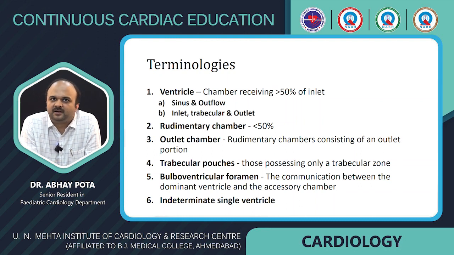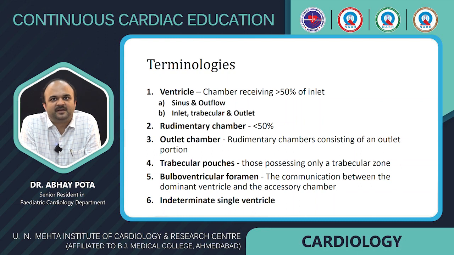What is rudimentary chamber? It is a chamber that receives less than 50% of inlet. What is outlet chamber? Rudimentary chambers consisting of an outlet portion. What are trabecular pouches? Those possessing only a trabecular area or zone. The communication between the dominant ventricle and the accessory chamber is called bulboventricular foramen.